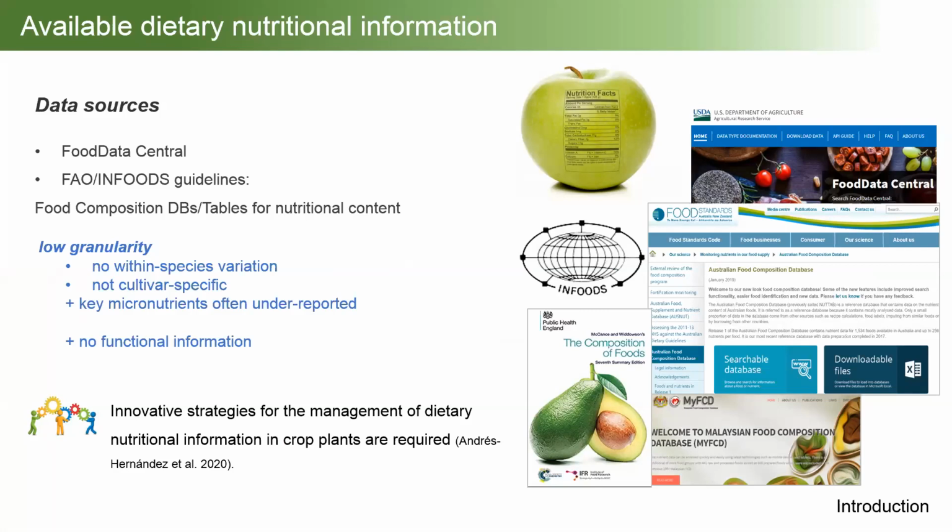Some of these sources involve Food Data Central and the inputs from FAO, which do not include variation within the species, and they are not cultivar specific, and the key micronutrients are often underreported. So innovative strategies for the management of dietary nutritional information in crop plants are required.